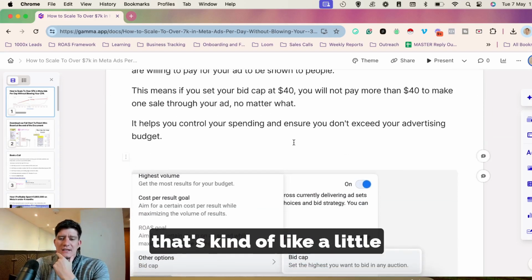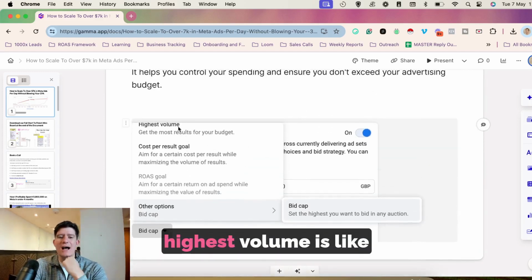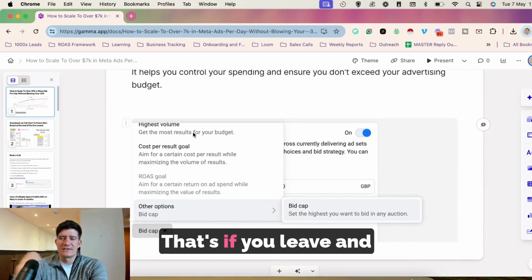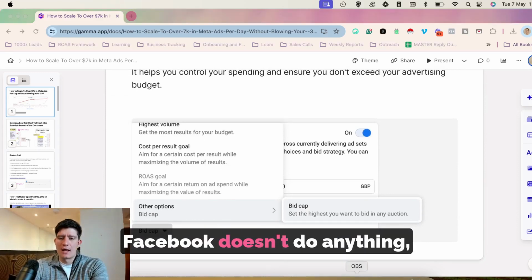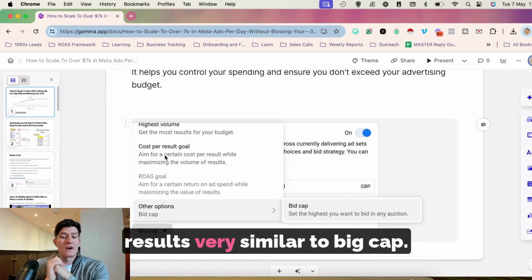That's a little look at it. I'm going to show you at the end how to set this up, but you can see here, highest volume is the default setting. That's what you get if you leave it and Facebook doesn't do anything. Cost per result is very similar to bid cap.